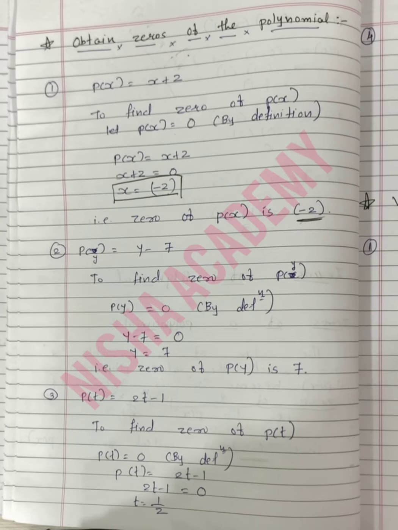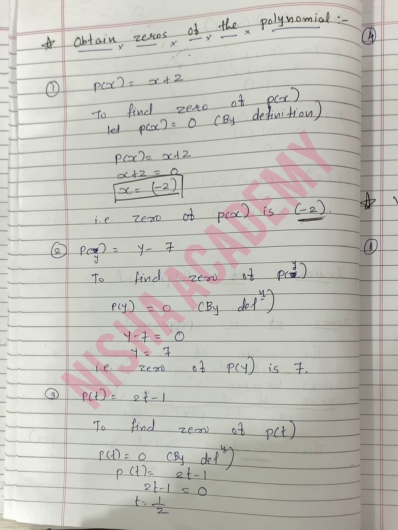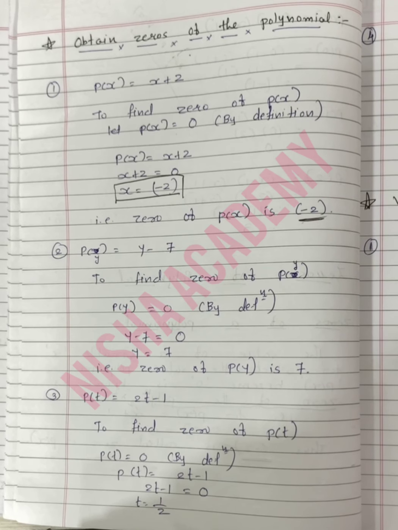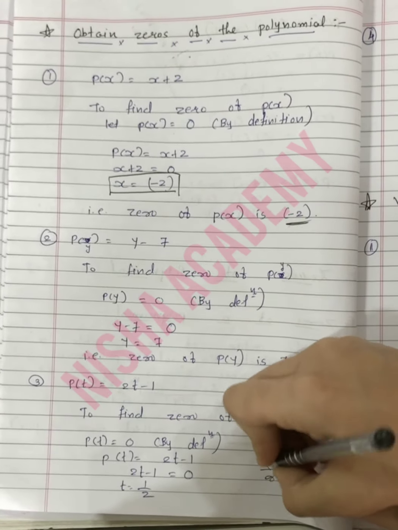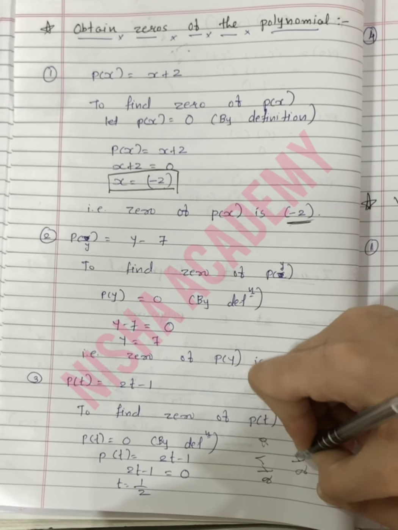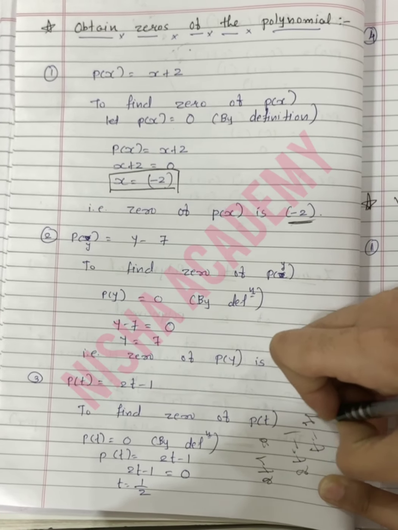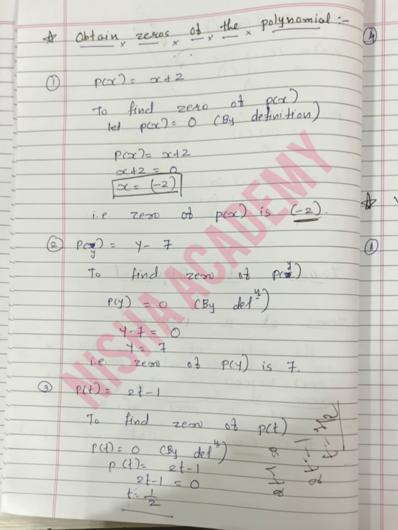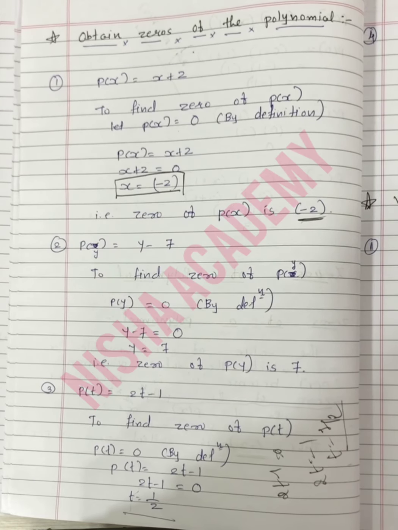Got it? Now take third example, p of t equal to 2t minus 1. To find zero of p of t, just take p of t equal to 0 by definition. So p of t is 2t minus 1. Just write down 2t minus 1 equal to 0. So 2t equal to 1, t equal to 1 half. So t equal to 1 half is your zero of p of t.